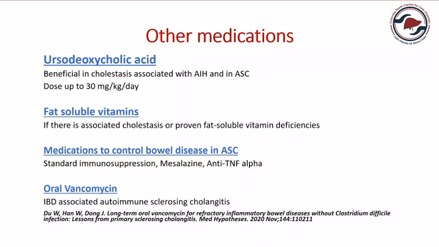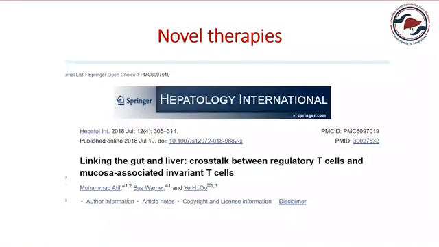Having heard about those standard therapies, the novel therapies are also being explored. There are studies going on about the regulatory T cells, because the T cells play a role in the pathophysiology. So nowadays they are studying whether they can regulate the process so they can control the autoimmunity through T cells as well as mucosa associated invariant T cells, which are called MAIT cells.